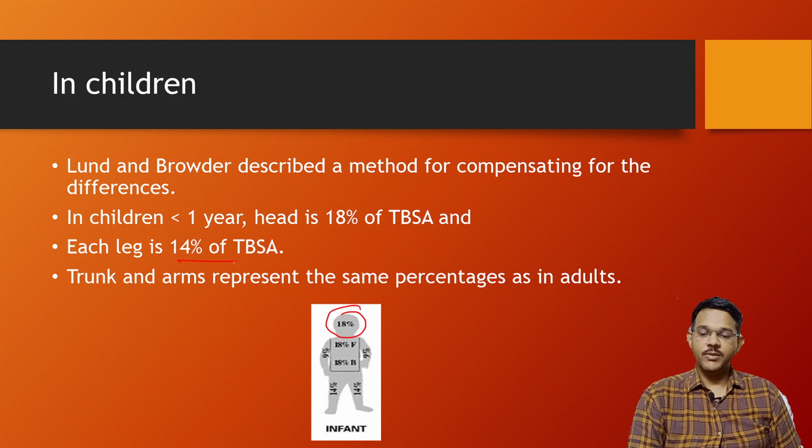Each leg is 14% of total body surface area, and each arm is similar to adults at 9%. Everything else is the same as that of adults. So the only change is seen in the head and the lower limbs. Trunk and arm represent the same percentage as in adults.